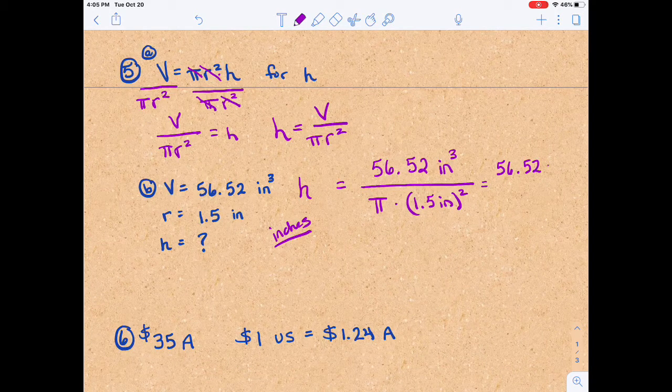56.52 inches cubed over pi times 2.25 inches squared. See how that worked out? Here I did 1.5 inches times 1.5 inches to get the 2.25 inches squared. We probably actually could have left it broken out. So here's what I wanted you to see.